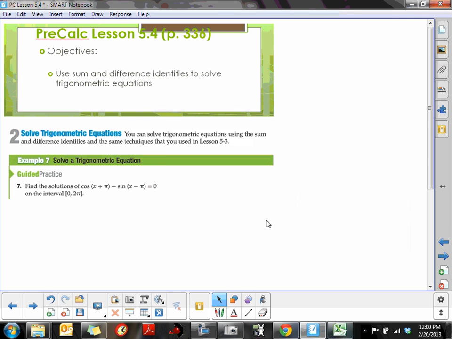Our final example hits the last objective, and that is to use sum and difference identities to solve trigonometric equations. So we're going to use our trig identities to help us solve equations on the interval from 0 to 2 pi. And we have the cosine of the sum, and we have the sine of a difference.